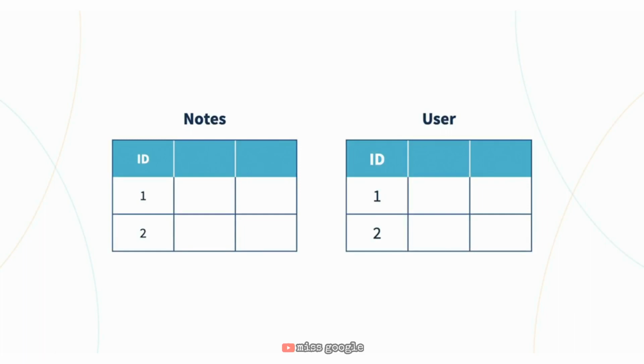So far, we have two tables in our database, the notes table and the user table. We need to save in the notes which user was the author, and we can do that by creating a link between the user table and the notes table. This is what we called a foreign key.